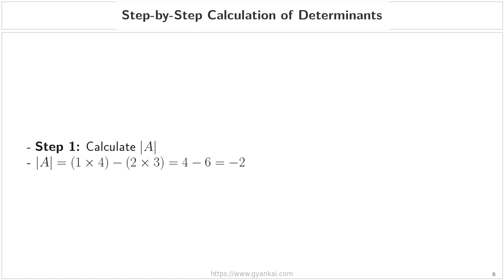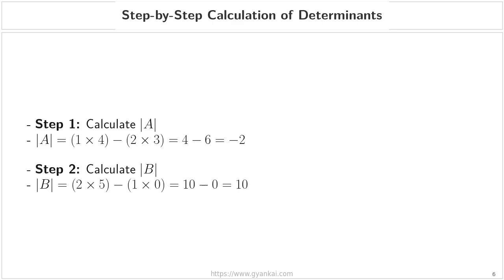Step-by-step calculation of determinants. First, we'll start with step 1, where we calculate the determinant of matrix A. Looking at our values, we take 1 times 4, then subtract 2 times 3. This gives us 4 minus 6, which results in a determinant of -2. Next, in step 2, we perform the same process for matrix B. We multiply 2 by 5 and subtract 1 times 0. This leaves us with 10 minus 0, so the determinant of matrix B is 10.